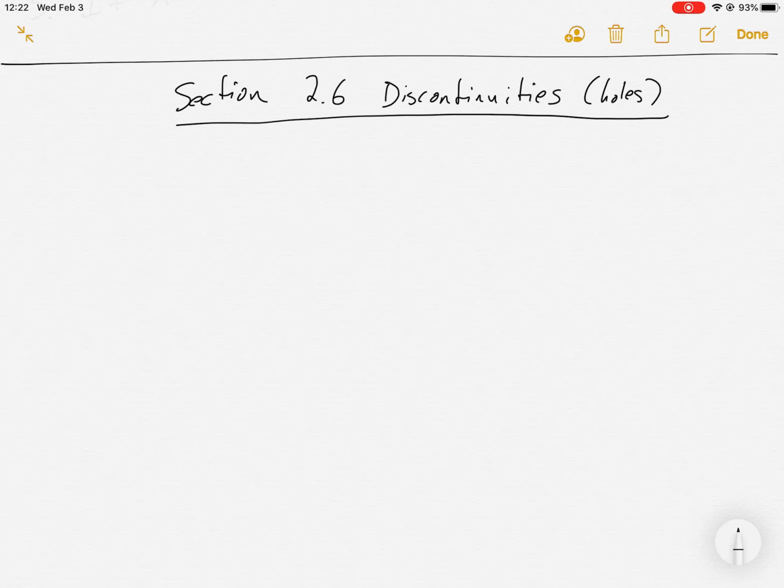The final content of this section, 2.6, is going to be a discussion on discontinuities, or more colloquially, holes in the graph. Before we do that, though, I feel like the last section ended a little bit abruptly without an example. So I just want to give you one more example regarding asymptotes before we move on. And we will see some more examples in this video as well.